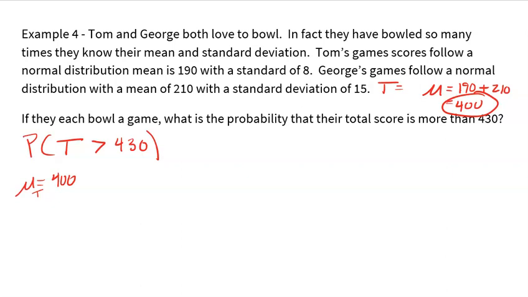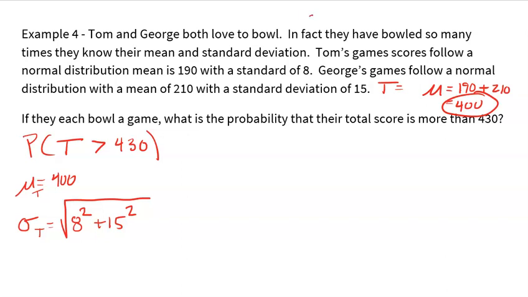Okay, awesome. But, oh boy, standard deviation is a little bit trickier. We're not allowed to simply add 8 plus 15. Nope, not allowed to add standard deviations. But you are allowed to add variance. And remember, variance is nothing more than standard deviation squared. So if I take 8 squared, I get the variance for Tom. And if I take 15 squared, I get the variance for George. Now, I am allowed to add those together and then put a giant square root around all of that variance to get back to standard deviation.